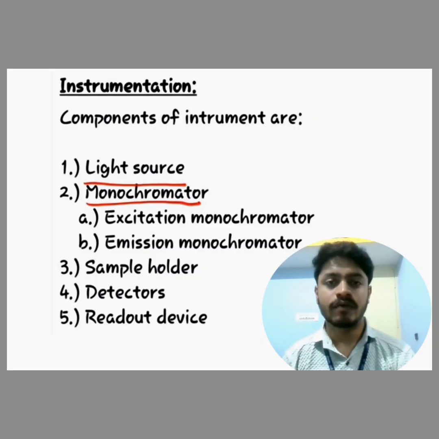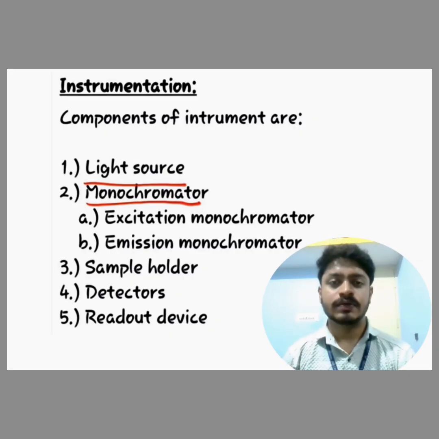Mainly there are 5 components. The first one is the light source. The second one is the monochromator. In the monochromator, there are 2 divisions or types. The first one is the excitation monochromator and the second one is the emission monochromator.